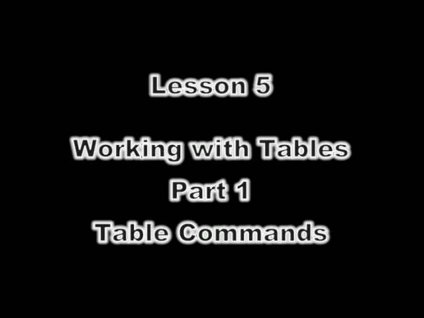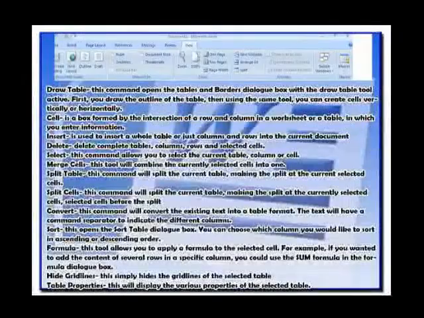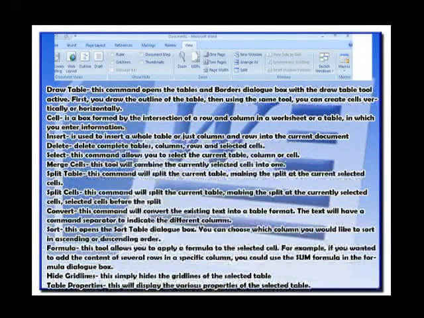Part 1. Table Commands. Draw Table. This command opens the Tables and Borders dialog box with the Draw Table tool active. First, you draw the outline of the table. Then using the same tool, you can create cells vertically or horizontally. Cell: a box formed by the intersection of a row and column in a worksheet or a table, in which you enter information.